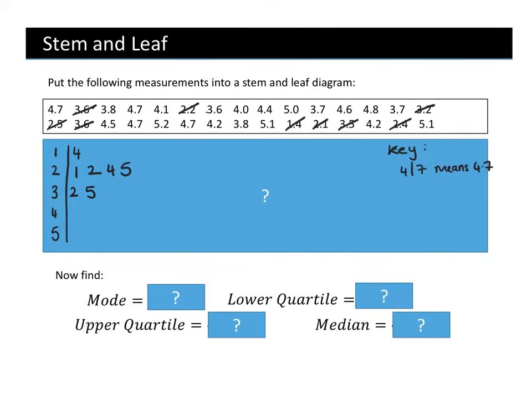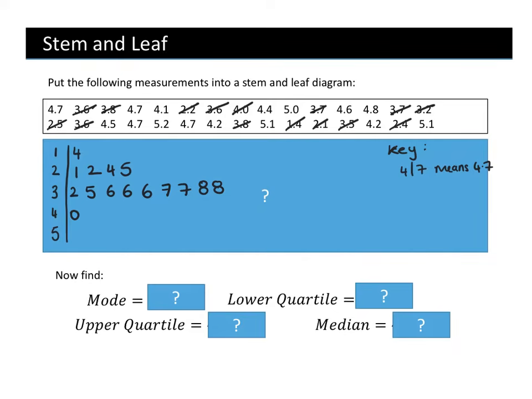3.6, 3.6, that's 2 6s, 3 6s. Okay, 3 6s, 3.7 and 3.7, 2 7s, 3.8 and 3.8, and 2 8s. Perfect.